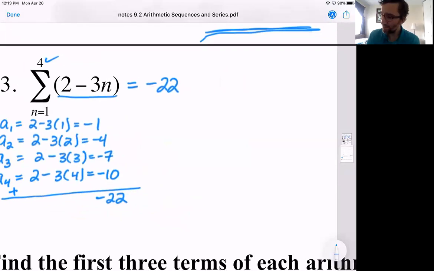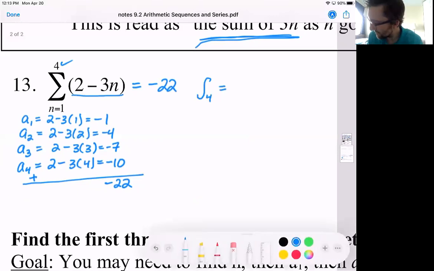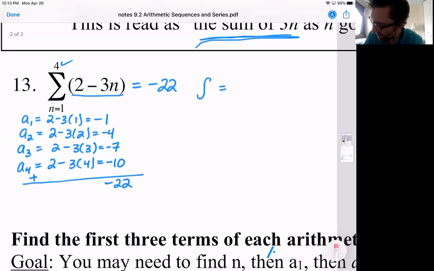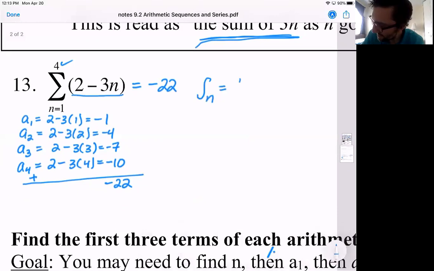Now, what's an approach that we could use if we didn't want to have to write all the numbers out? Well, from an earlier lesson, we have this formula. The sum of these four terms would be, let me write the general formula first, actually, just to review that a little bit. So the sum of n terms is n over 2, the first term plus the last term.